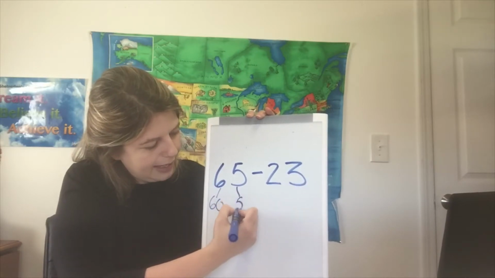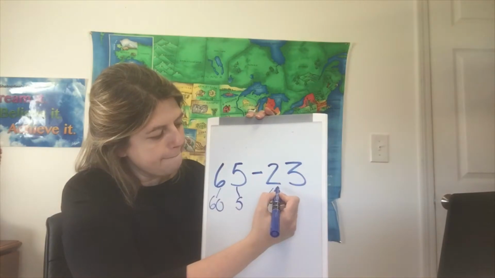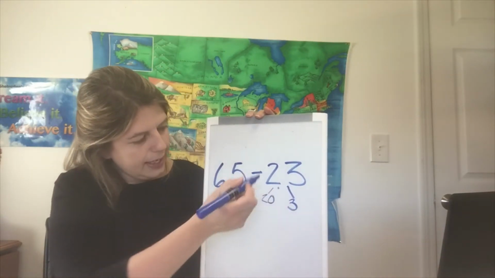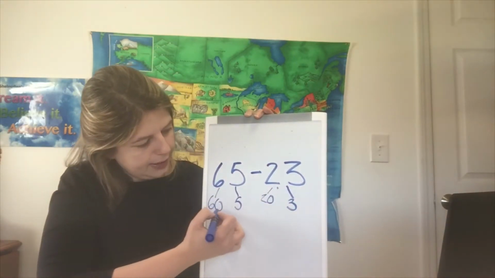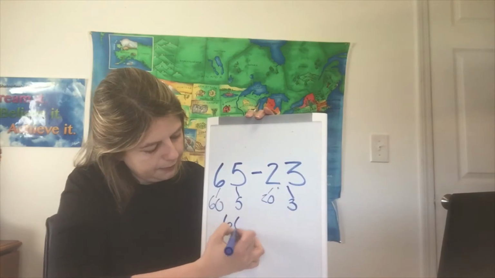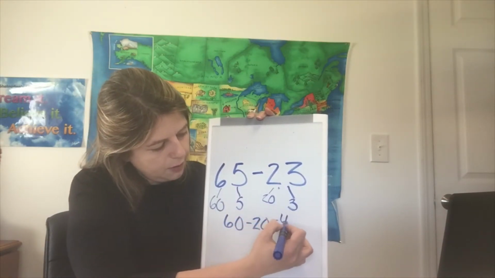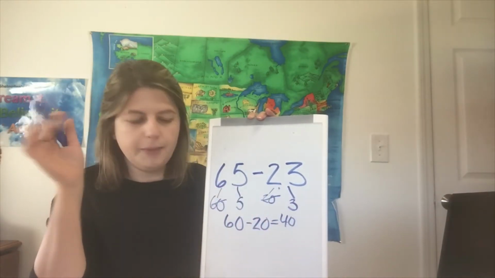60 and 5, 23 becomes 20 and 3, okay? And then I'm going to subtract the tens from each other. So 60 minus 20 equals 40. I took care of my tens. I'm going to cross those out. I don't want to think about them again.